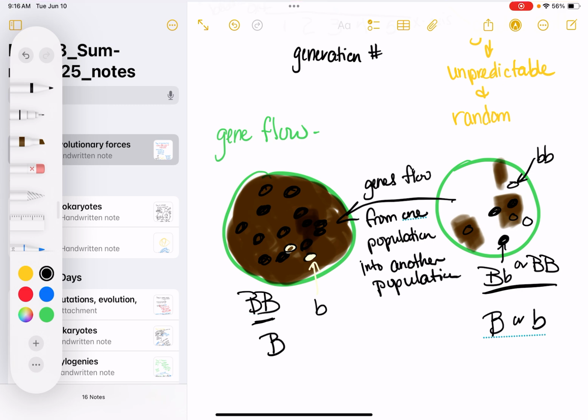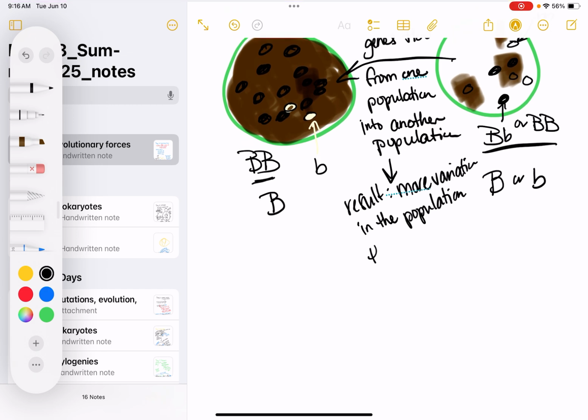And when that happens, a lot of times the genetic makeup of the populations become more similar. So the result is typically more variation in the population that receives the individuals, that new individuals are coming to. And the two populations are more similar.